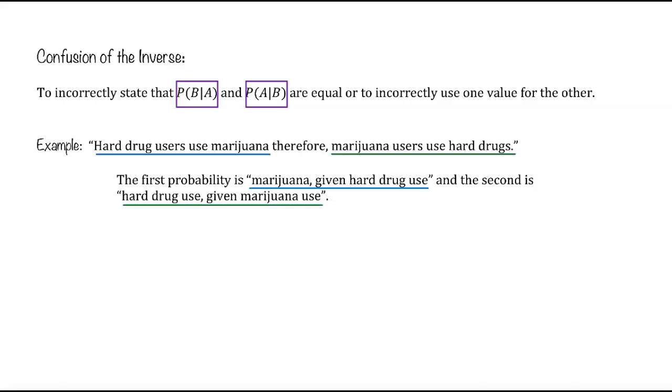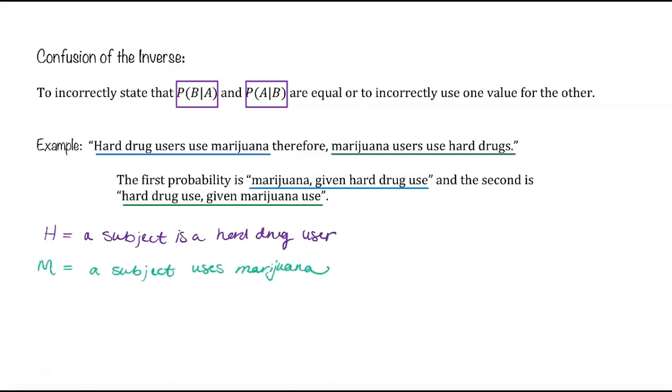Let's write this down in a more specific way. First, let's let H represent the event that a subject is a hard drug user. And we'll let capital M represent the event that a subject uses marijuana. The first probability of marijuana given hard drug use can be expressed as the probability of a subject using marijuana given that we already know they are using hard drugs. And the second probability, hard drug use given marijuana use, is the probability that a subject uses hard drugs given that we already know they use marijuana.